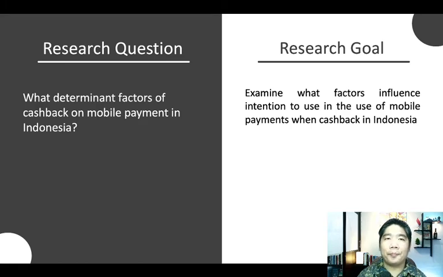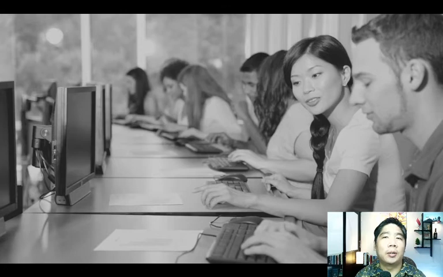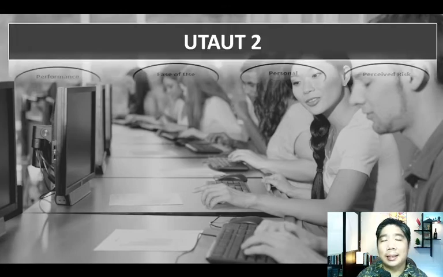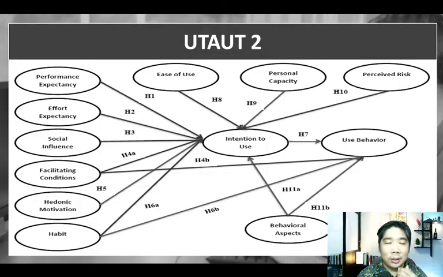And now we are talking about the research model, which is UTAUT. In the UTAUT, there are performance expectancy, effort expectancy, social influence, facilitating conditions, hedonic motivation, habit, ease of use, personal capacity, and perceived risk, and then the behavior aspect goes to the intention to use and use behavior.